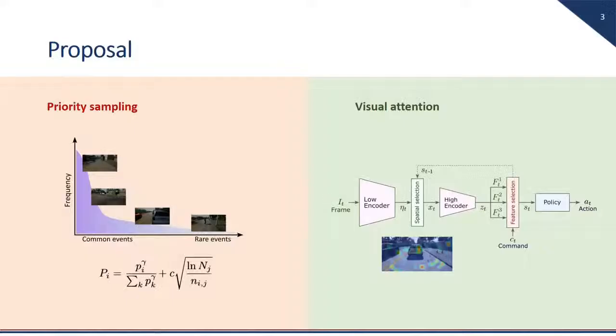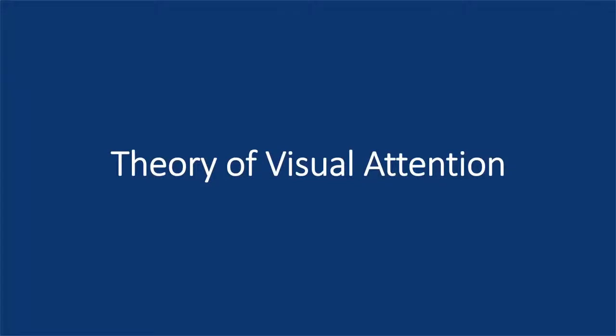For this challenge, we propose a training algorithm and a self-driving model. The first, priority sampling, addresses the problem of not identically distributed data. The second approach, the visual attention model, is the most important in our research. The main idea is to select relevant information from the complex driving environment by means of attentional mechanisms. We call our model TVANet, and it is based on the theory of visual attention, or TVA.